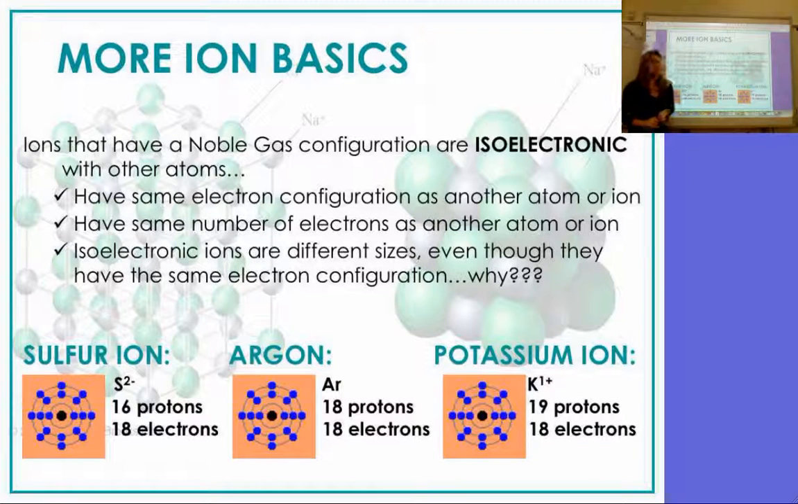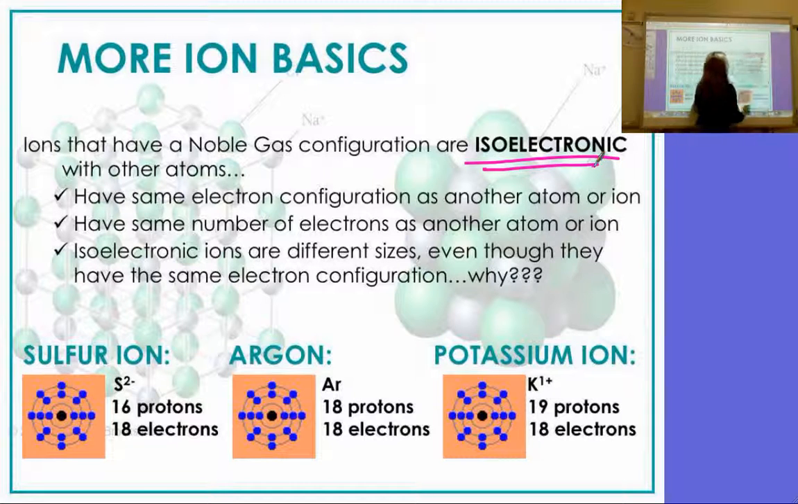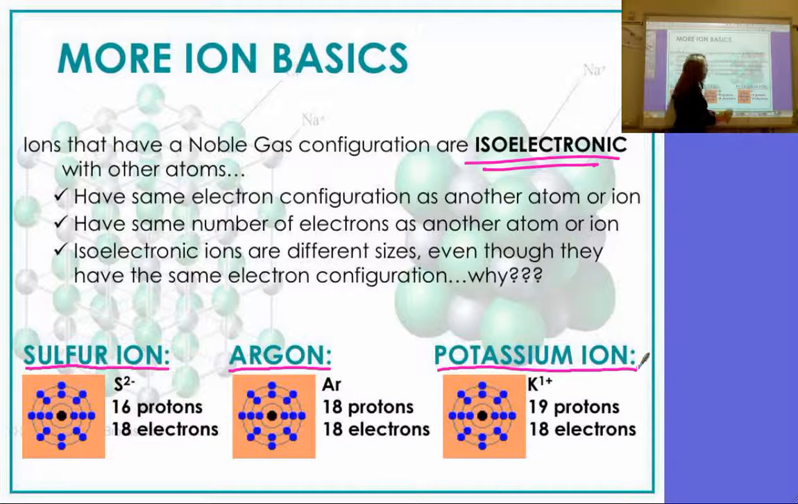Ions that have a noble gas configuration are, here's your vocab word, isoelectronic with another atom. Here are 3 examples: the sulfur ion, an argon atom, and a potassium ion that are all isoelectronic with one another. They have the same electron configuration. They each have 2 in the first ring, 8 in the second, and 8 in the third ring.